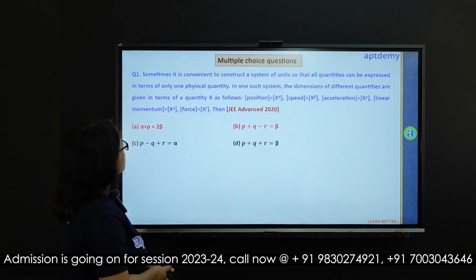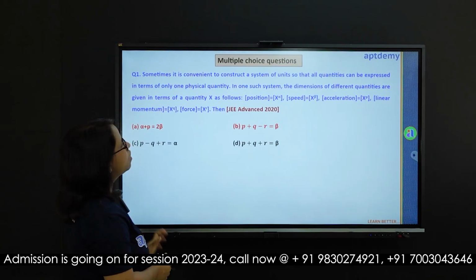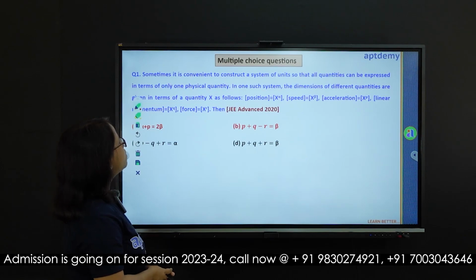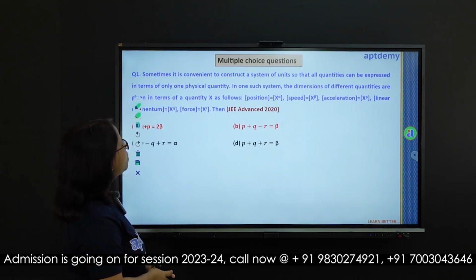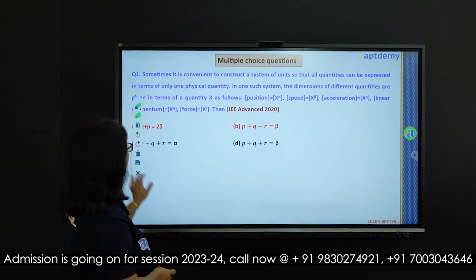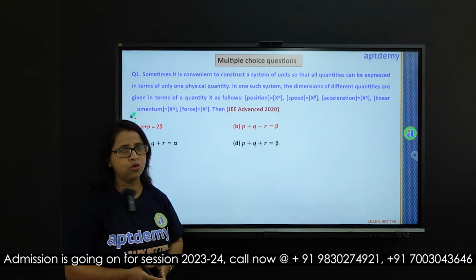The first one: sometimes it is convenient to construct a system of units so that all quantities can be expressed in terms of only one physical quantity. In one such system, the dimensions of different quantities are given in terms of a quantity x as follows: position as x to the power alpha, speed as x to the power beta, acceleration as x to the power p, linear momentum as x to the power q, force as x to the power r. Then, which of the following relations will hold good?